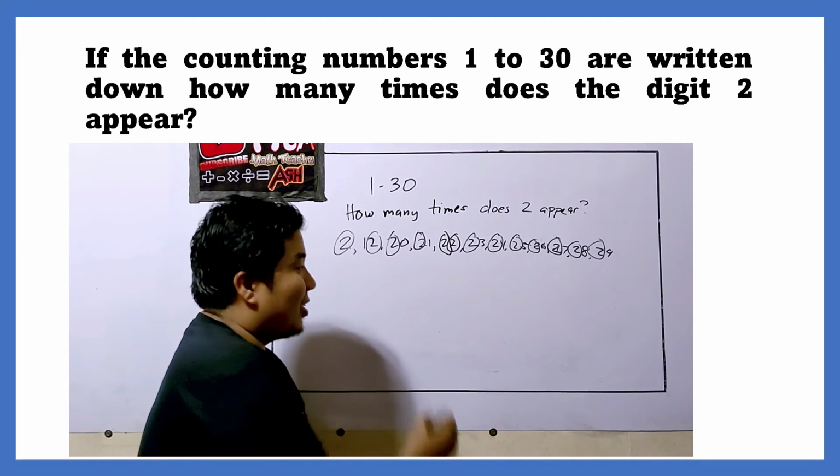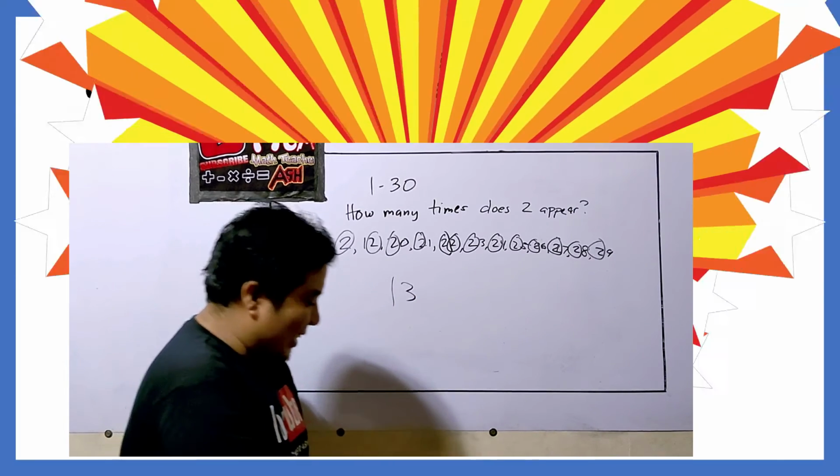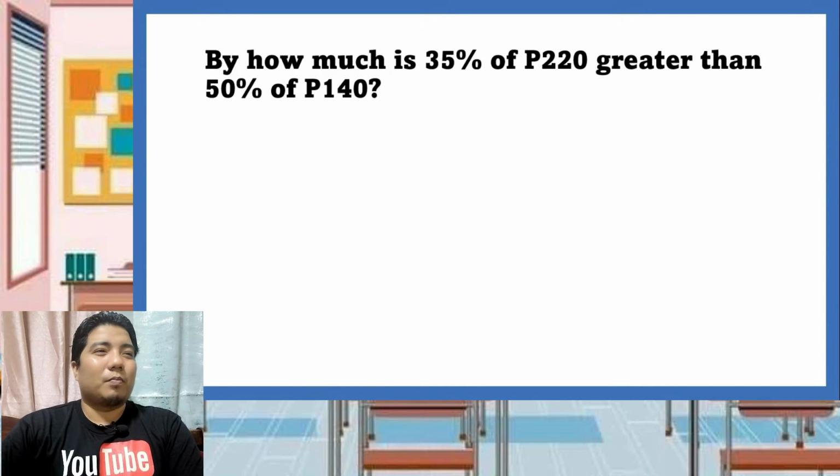And the correct answer is 13 times. Alright. And the correct answer is letter D, 13 times. Very easy, my dear math learners, right? Now, let us go to the next problem.